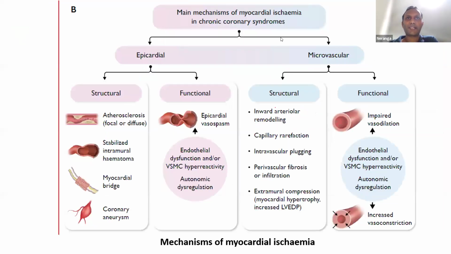If you take mechanisms, it can be epicardial coronary artery disease or microvascular dysfunction. Epicardial can be structural or functional. Functional is like vasospasm. Sometimes a female patient having chest pain at night can be due to reflux disease, can be due to asthma, but it can also be due to vasospasm. Diagnosing it is very difficult. You have to do the ECG at that time.